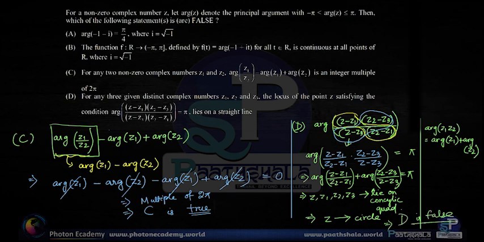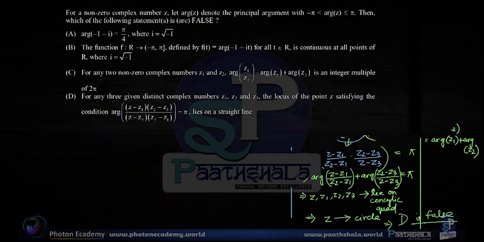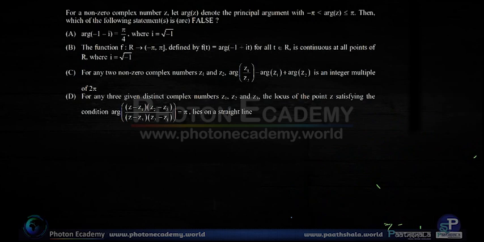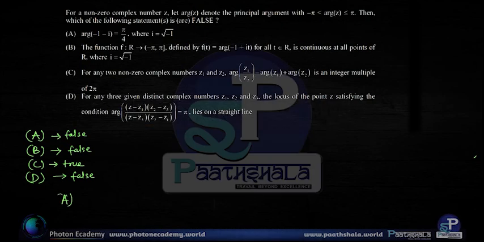At the end, we found that of all the given options A, B, C, D, we have option A as false, B as false, C as true, and D as false. That implies the answer to this question is A, B, and D.